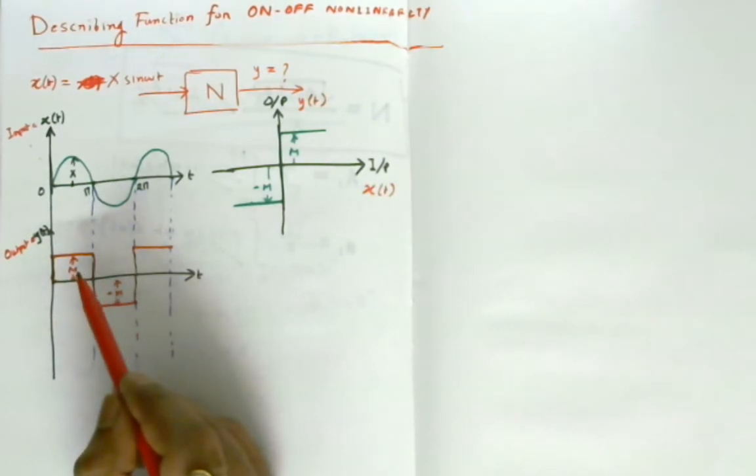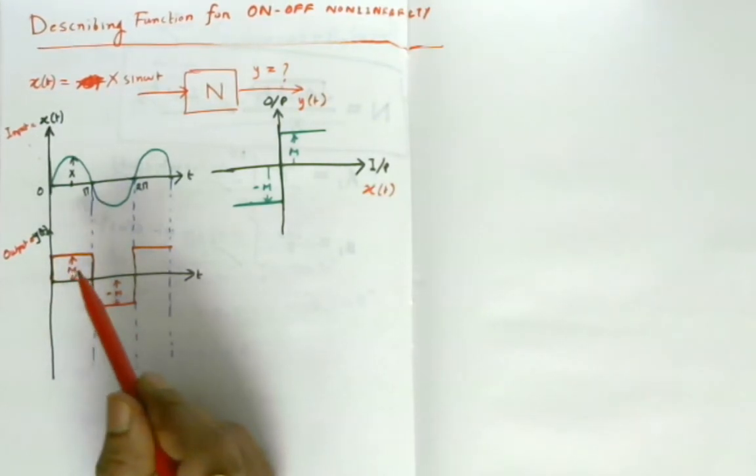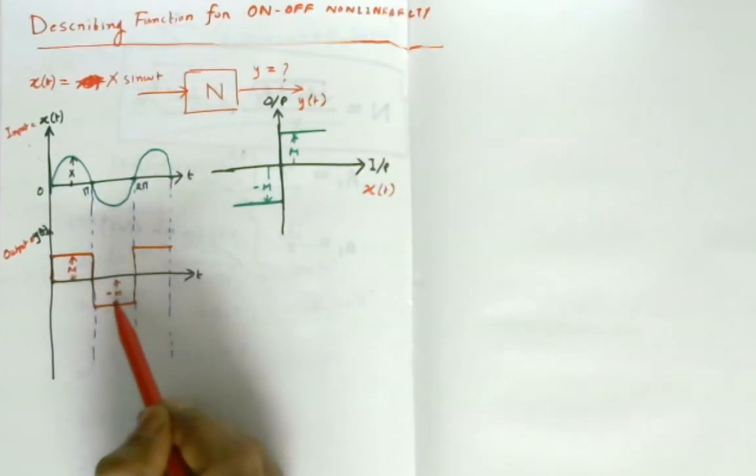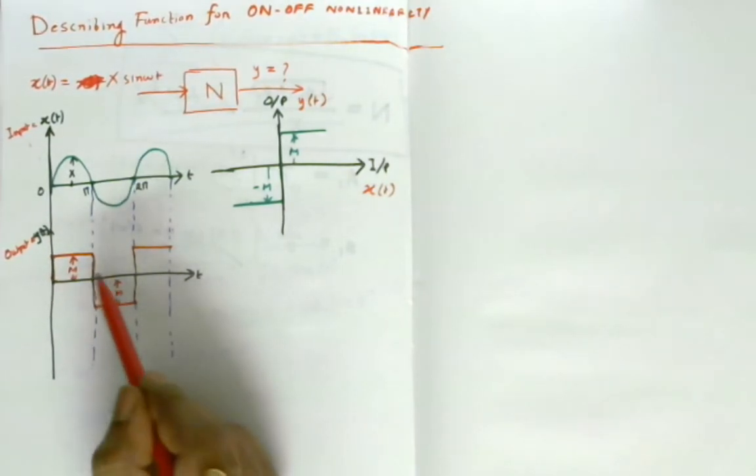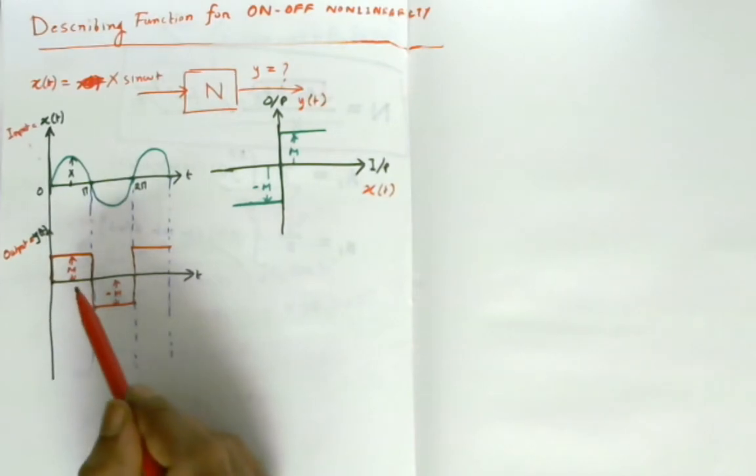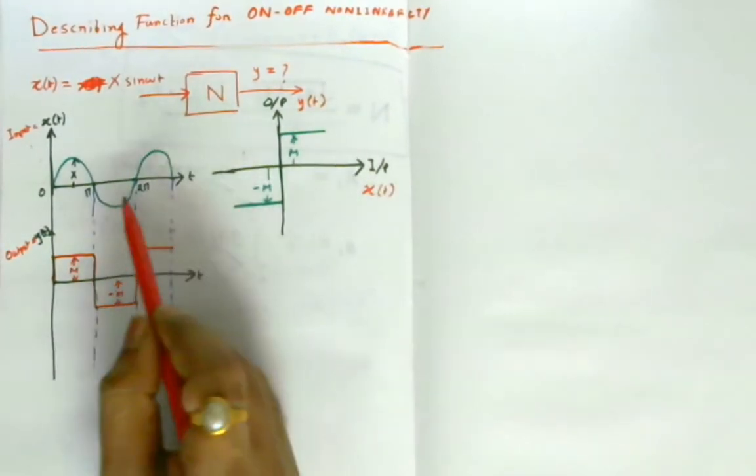It may not be a square waveform. It may be rectangular, but it is a periodical waveform, and that is how we can find out the output waveform from the characteristics graph and the input sinusoid.